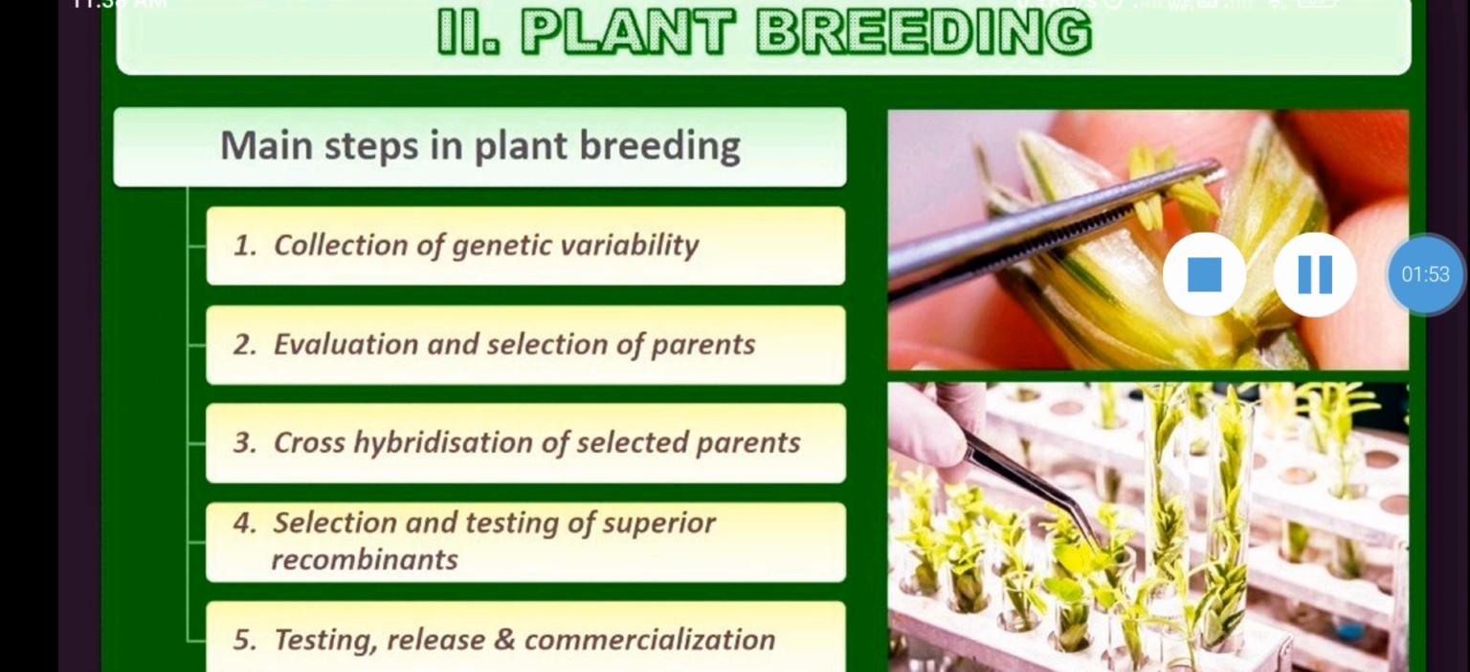We are going to study now the different steps involved in the hybridization technique or the plant breeding technique. You can see here some steps given: collection of genetic variability, evaluation and selection of parents, cross hybridization of selected parents, selection and testing of superior recombinants, testing, release and commercialization. So these are the main steps involved in plant breeding. Students, this may come as a question for 2 marks, the steps involved in plant breeding. So learn any 4 steps properly.